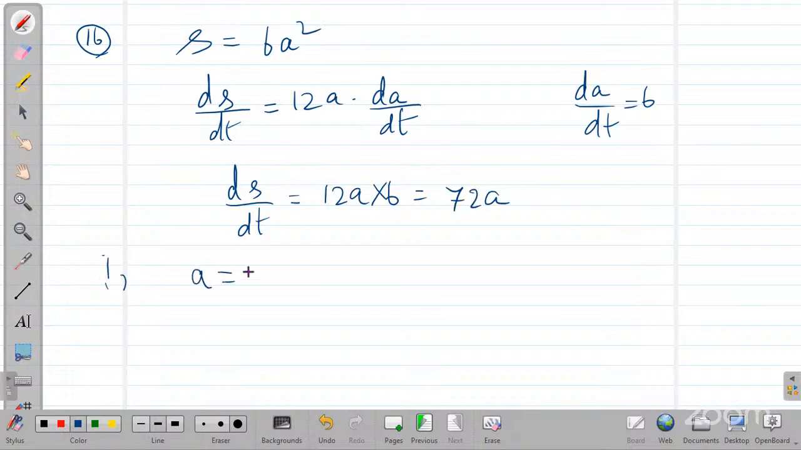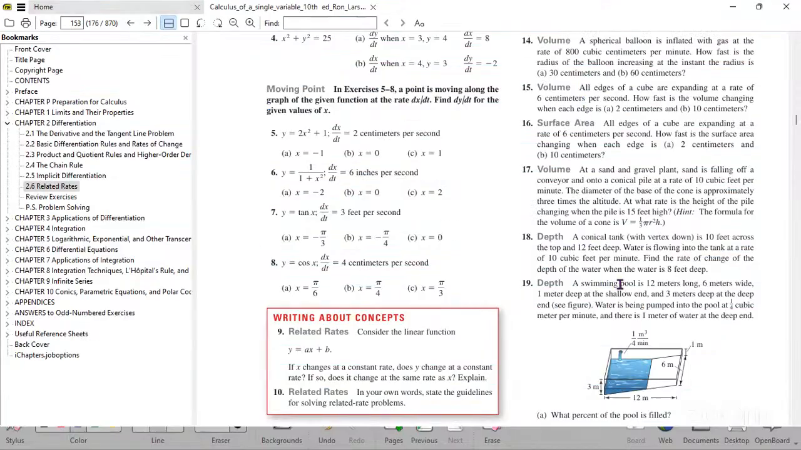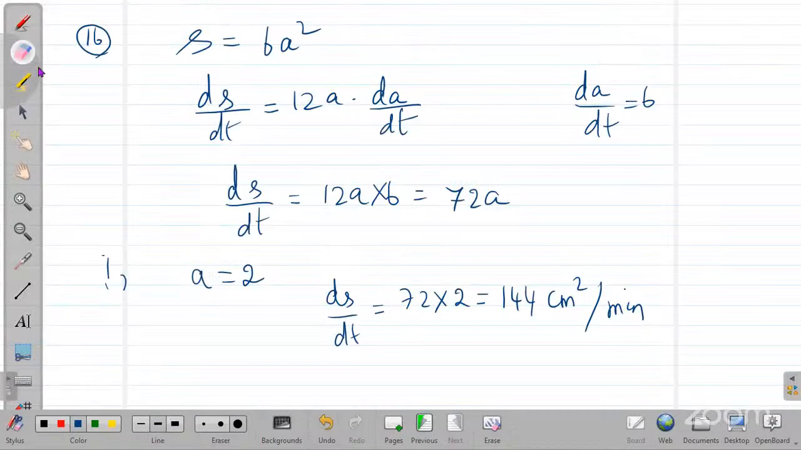The first part, when a is equal to 2, how much is the surface area increasing? So dS over dt will be 72 multiplied by 2, which gives you 144 centimeters squared per minute. What is the unit here? Per second. Per second. And the second part, when a is equal to 10, what could be the answer?